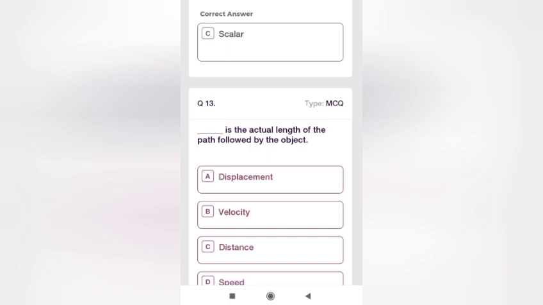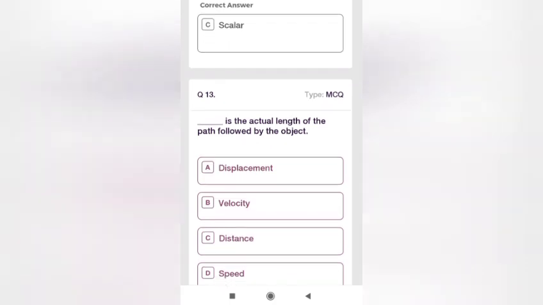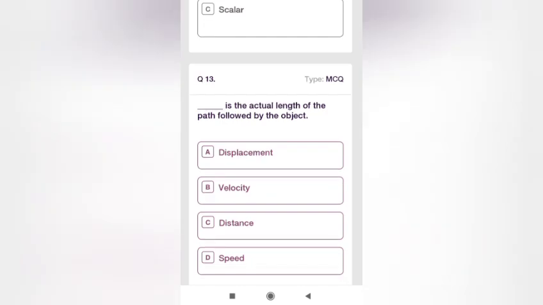Dash is the actual length of the path followed by the object. Actual length means displacement, or velocity, or distance, or speed? Actual length or actual path, that means it is distance. So option C is the correct answer.